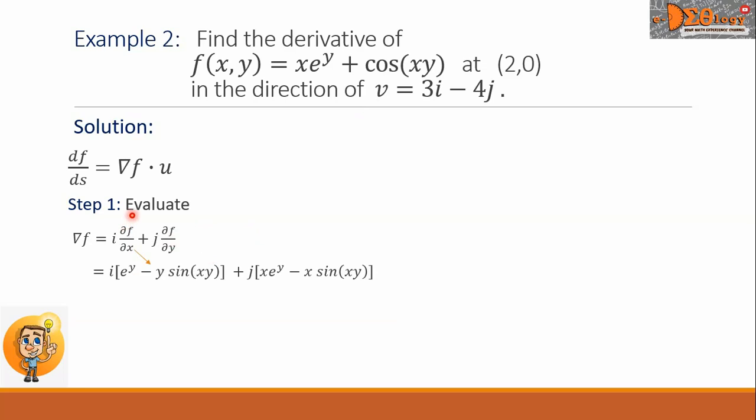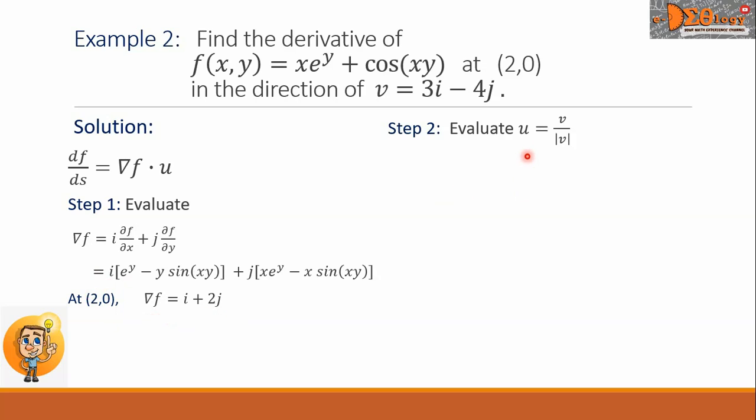So we have now the partial derivative of f with respect to x as e raised to y minus y times sine of the quantity xy. So we write here the i. Then plus the component j times the quantity partial derivative of f with respect to y. We have x times e raised to y minus x times sine of the quantity xy. Simplifying this, we substitute the value of x as 2, we substitute the value of y as 0 respectively. The value of the grad f is simplified into i plus 2j.